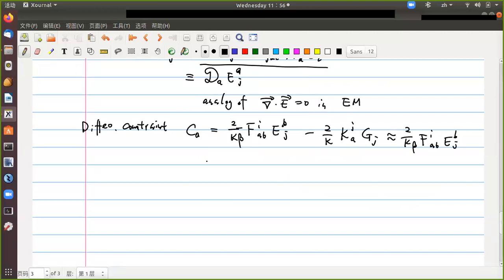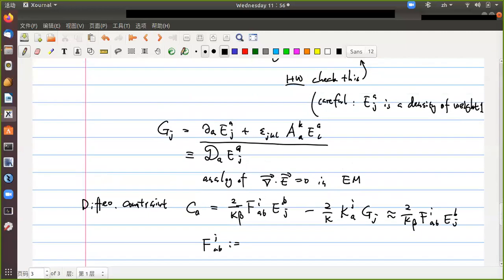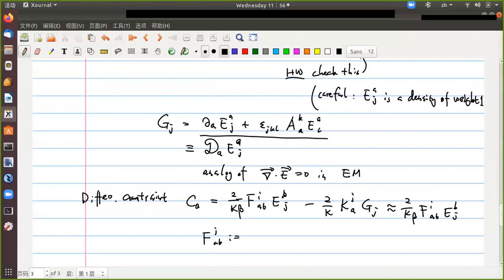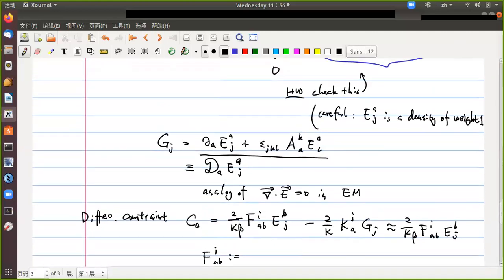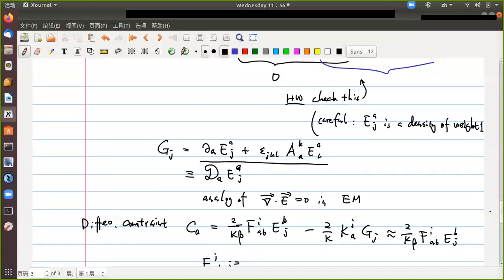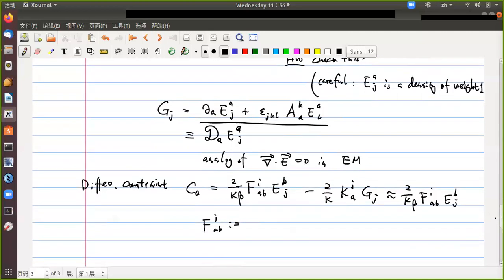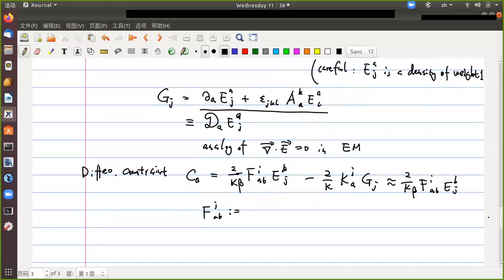So what is this F? This F is the field strength with respect to A. So of course, again, I haven't talked about the gauge transformation for A, but at this moment, I just ask you to believe me that A is a gauge potential, like I claimed at the very beginning. A is a gauge potential with gauge group SU(2). And then once you have the gauge potential, of course, you can define the field strength in non-abelian gauge theory. And this is the definition.